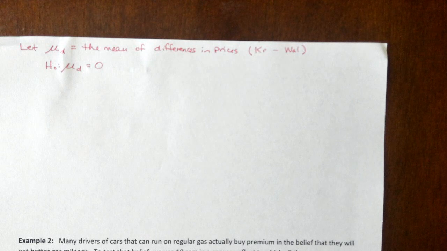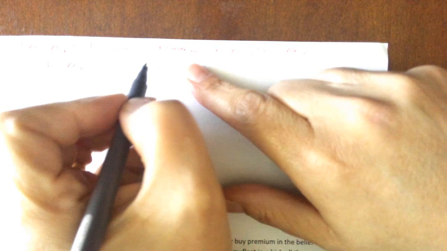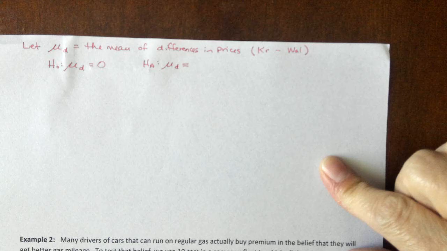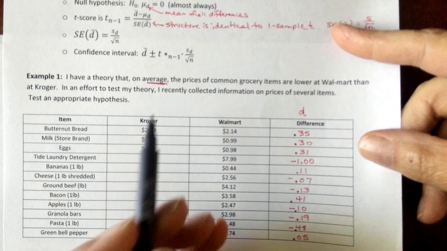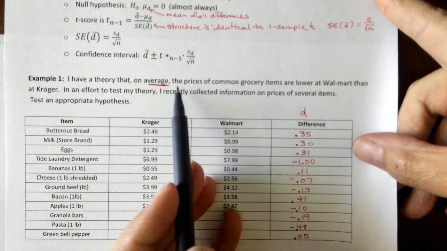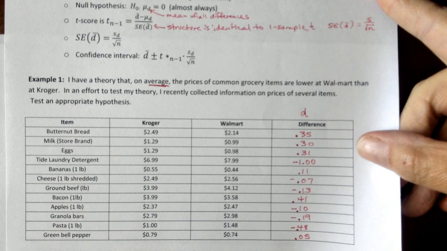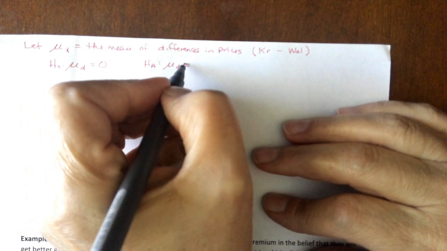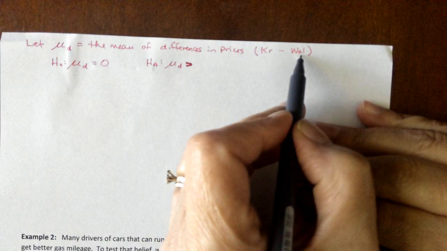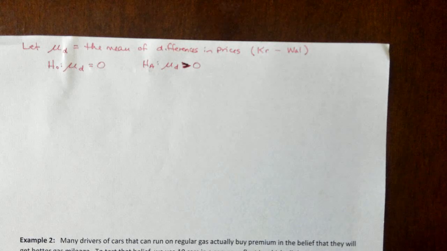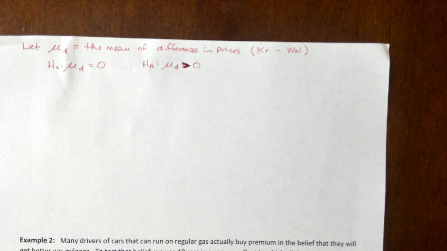Prices are the same. Unless I have some reason to go in a different direction, that's always going to be my hypothesis. And then the alternative hypothesis is the mean of the differences is, well, let's see, what am I thinking? Before I put a not equal to there, I have a theory that the prices of grocery items are lower at Walmart than at Kroger. I'm arguing that Kroger's more expensive. So this actually needs to be a greater than, because Kroger minus Walmart should be positive if Kroger is more expensive. So the wording that was used in the original problem steers me toward a greater than there.